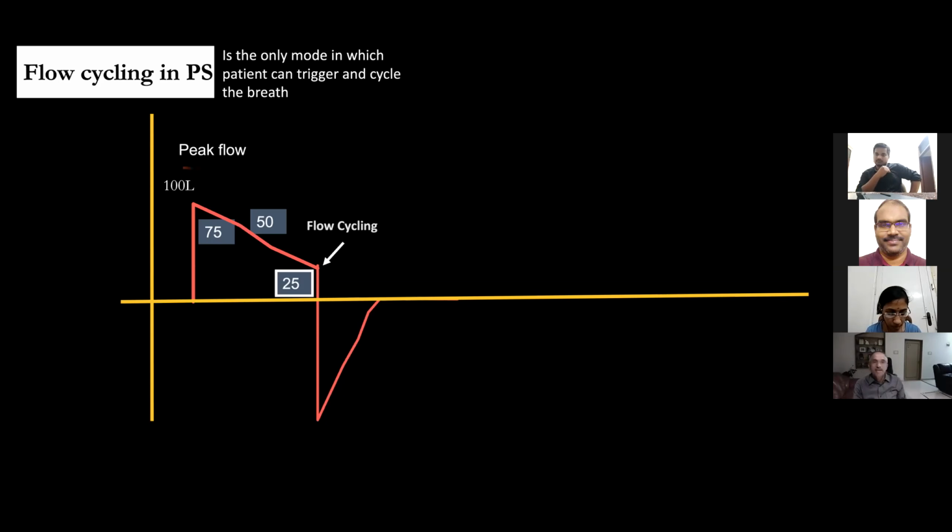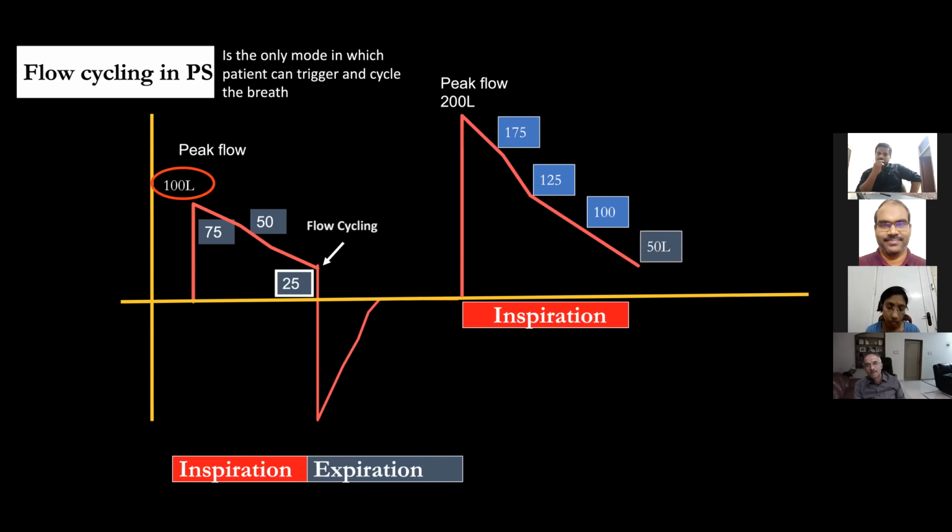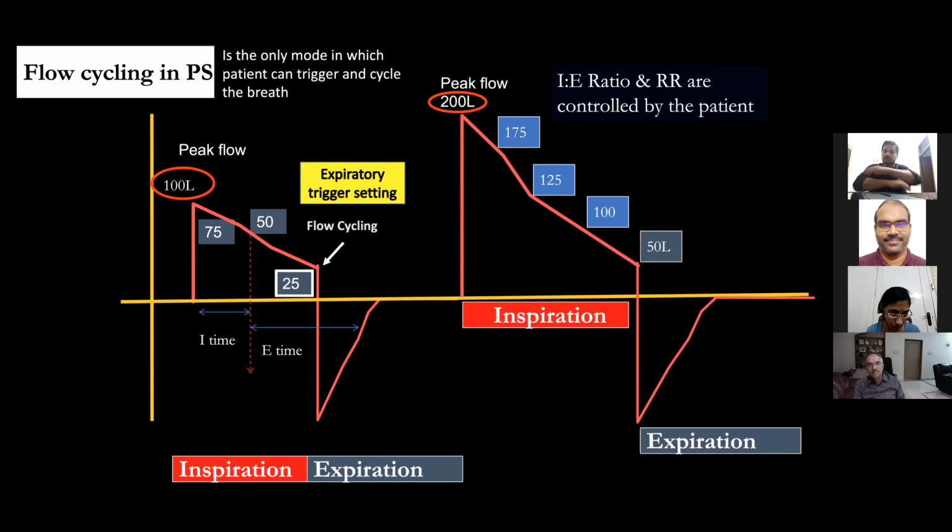It is called expiratory trigger sensitivity. By default, it is set at 25%. Now, in some instances, if I want to decrease my inspiration, what can I change my expiratory trigger sensitivity to? From 25, can I come down or go up, if I want to shorten my inspiration? Go up to 50%. If I go up to 50%, what happens to my inspiration? Inspiration will be cut short, sir.